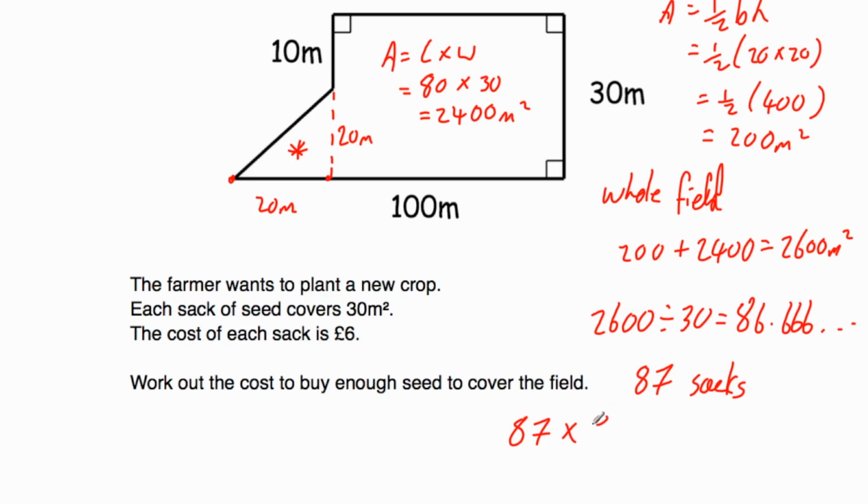If we do 87 times 6, that would tell us the total cost to buy enough seed to cover the field with a little bit extra. So 87 multiplied by 6 is equal to £522. So it's going to cost him £522 to buy the 87 sacks that he needs to have enough seed to cover the field. Okay, let's have a look at our next question.